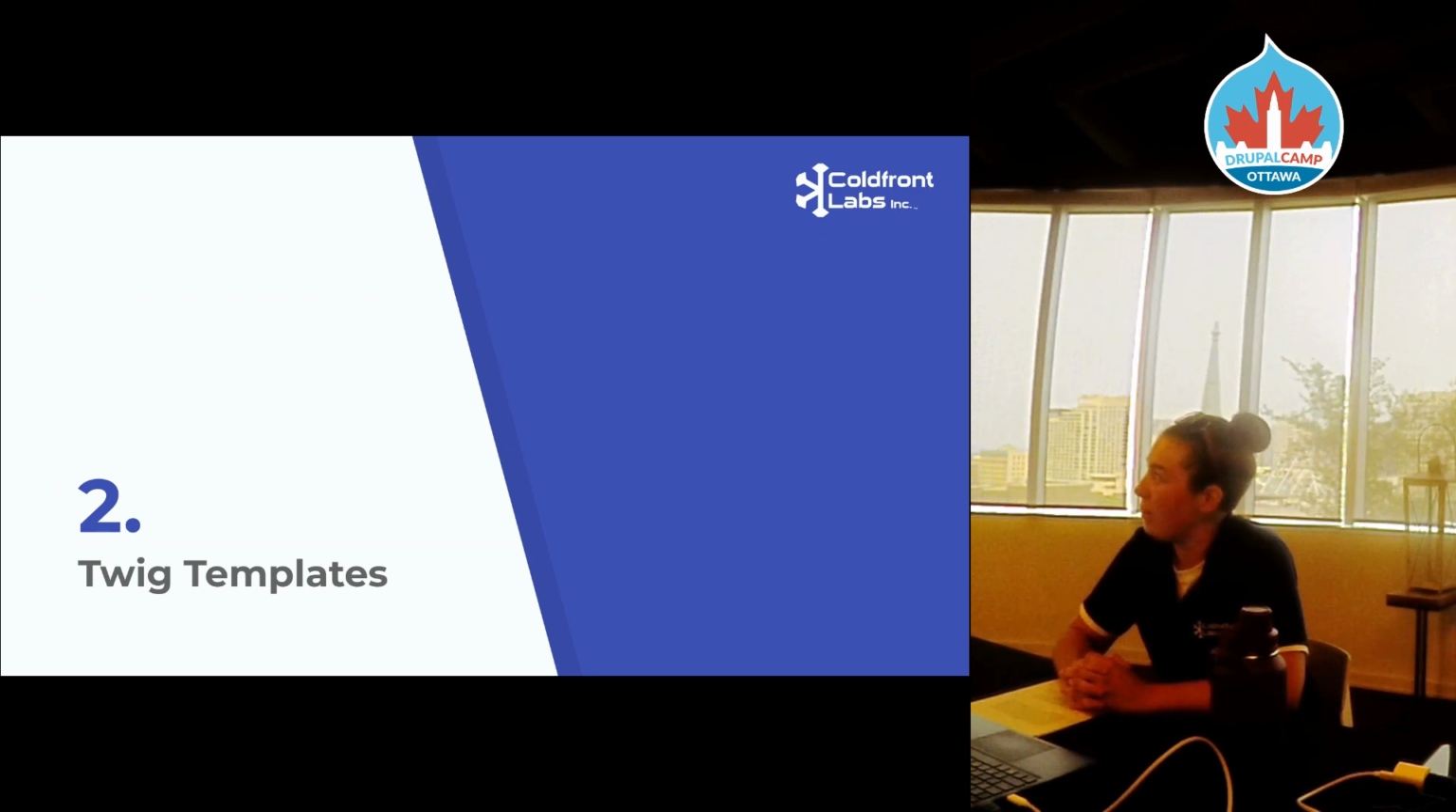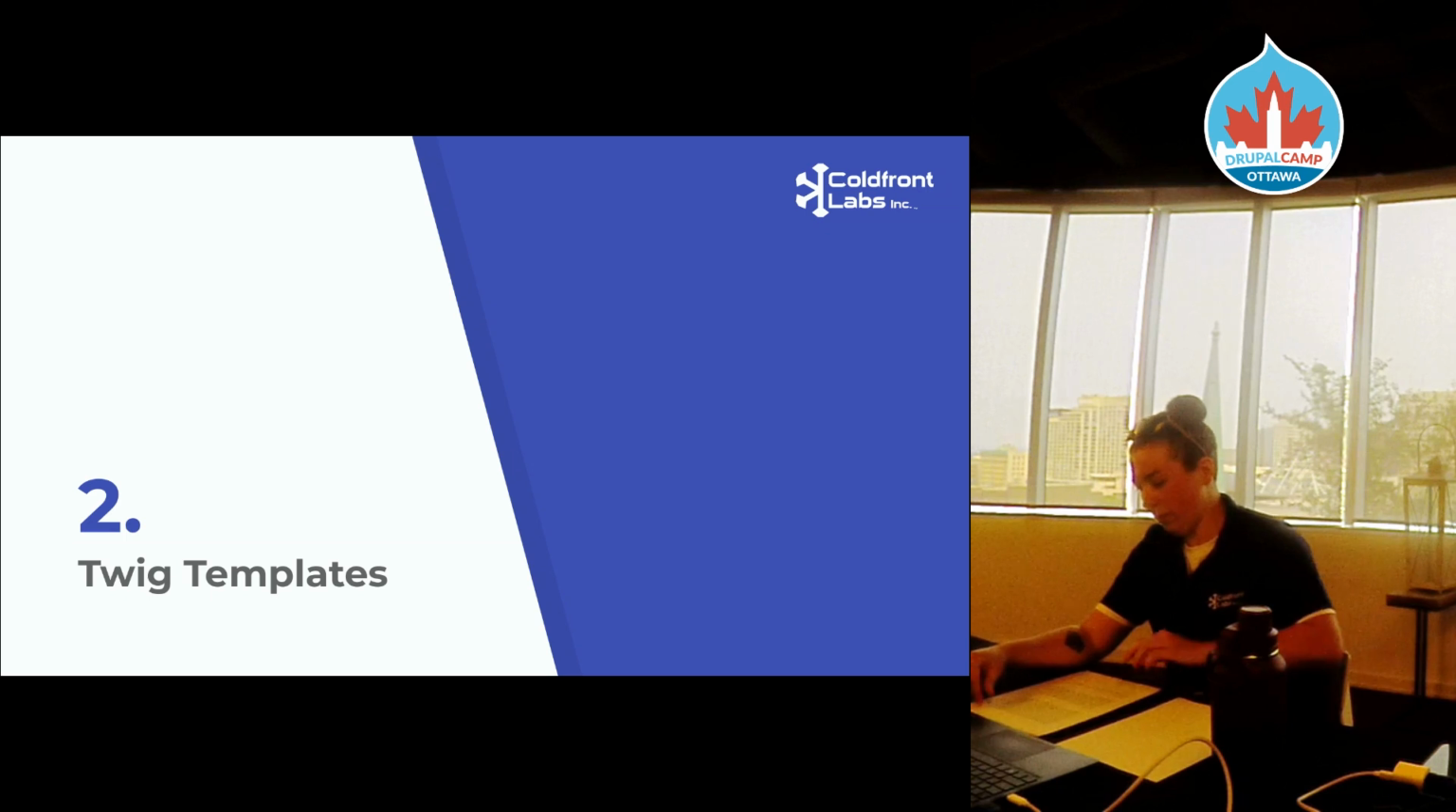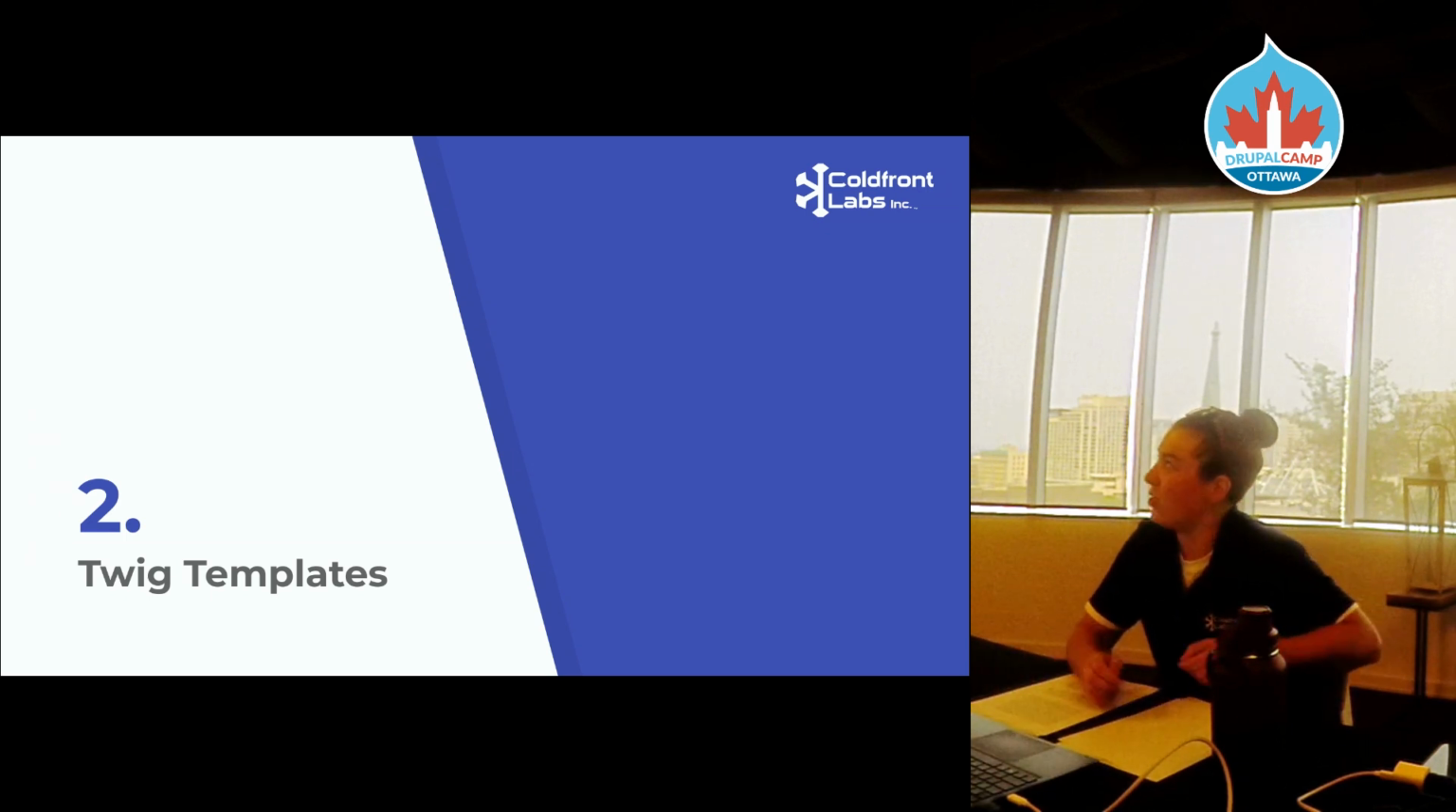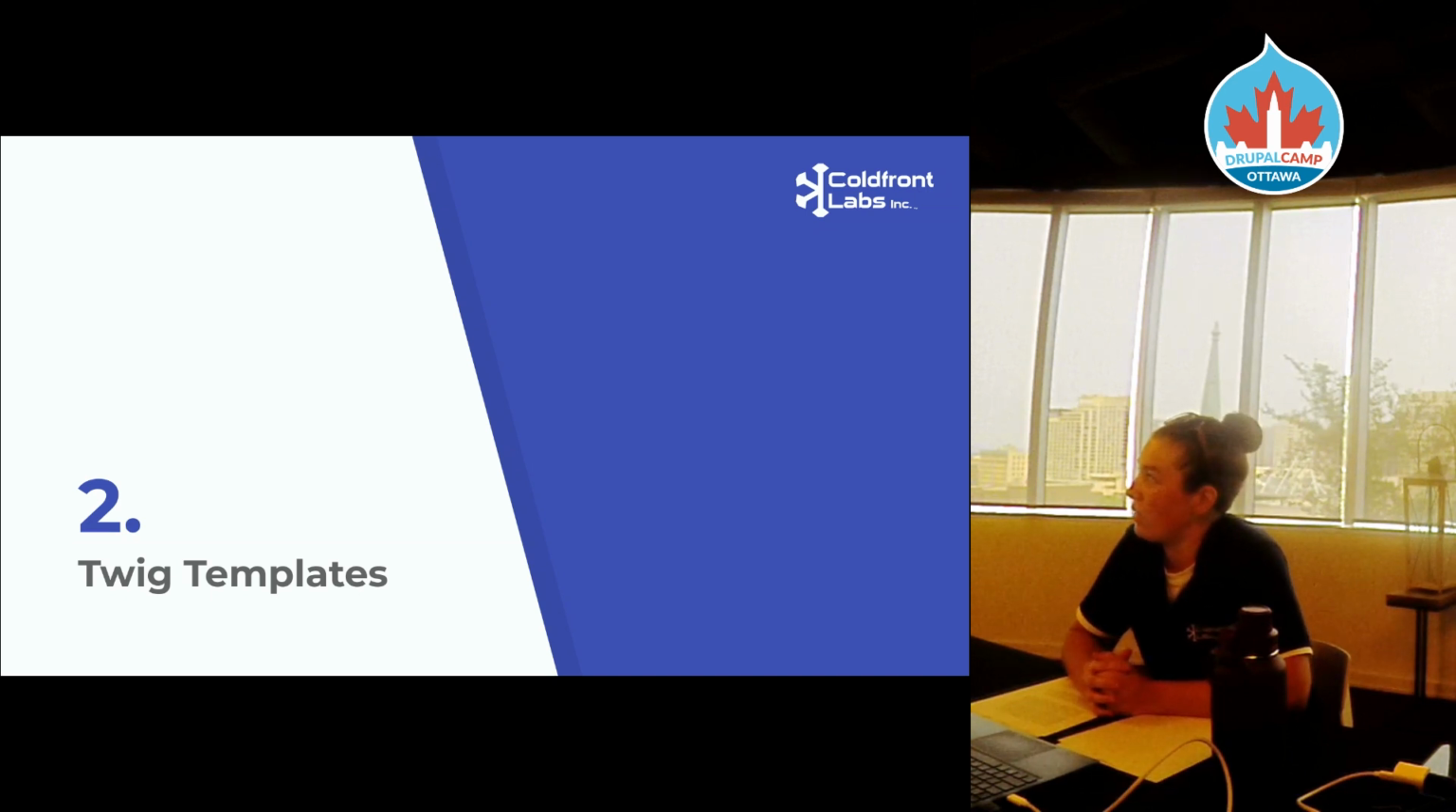Now that we have our environment set up, let's talk about how Drupal knows what template to use on each page. So templates define the HTML structure and logic that's rendering different parts of the Drupal site, like the pages, the nodes, and the blocks.